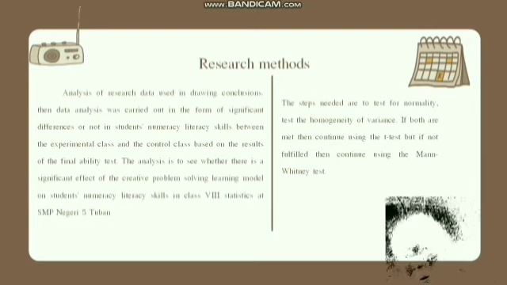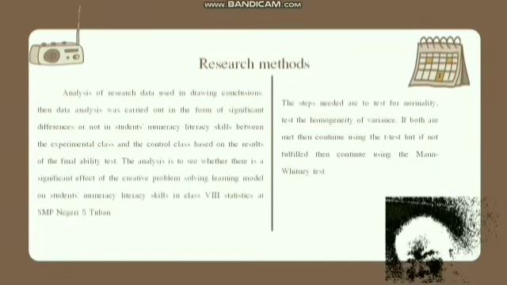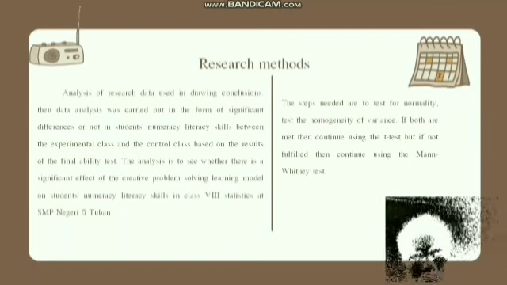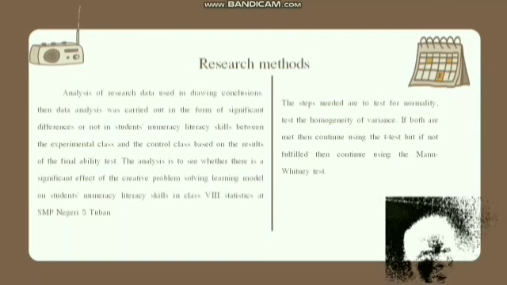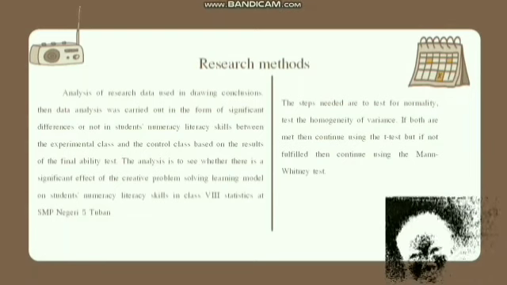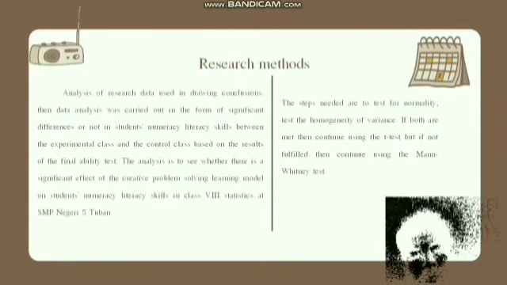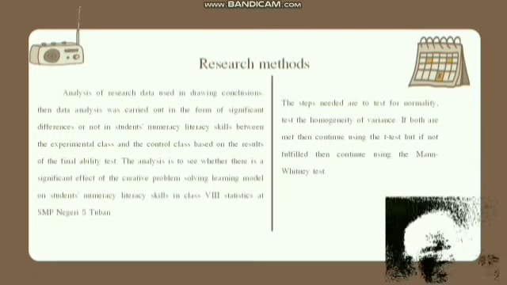The analysis is to see whether there is a significant effect of the creative problem-solving learning model on student numeracy literacy skill in class X statistics at junior high school 521. The first steps are to test for normality and test the homogeneity of variance. If both are met, then continue using the t-test, but if not fulfilled, then continue using the Mann-Whitney test.